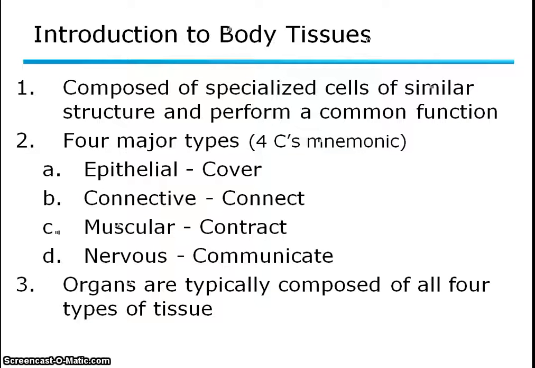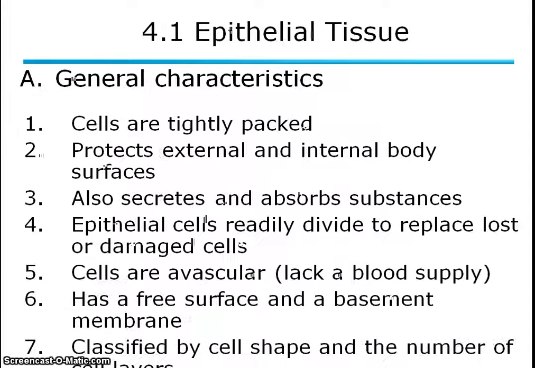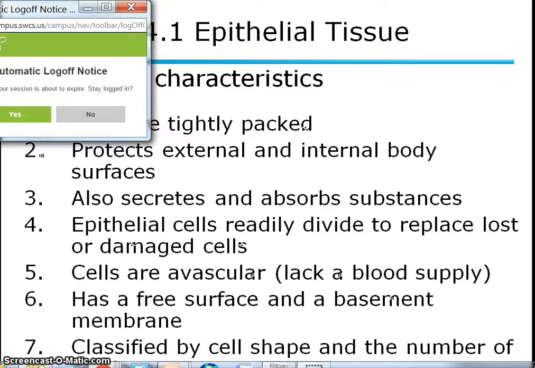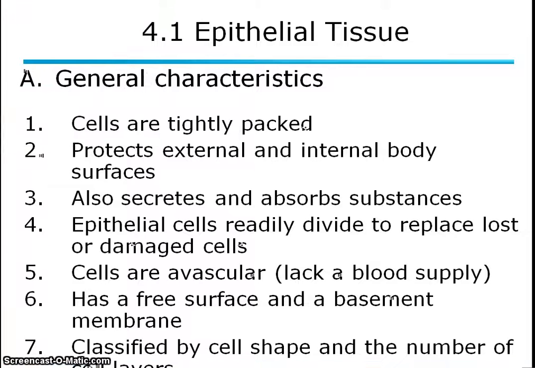The organs in our body are typically composed of all four types, and we'll get there a little bit later in the year. All right, to start, we're going to focus on the general characteristics of our epithelial tissues. These cells are tightly packed. They protect the external and internal body surfaces. They also secrete and absorb substances, and they will readily divide to replace lost or damaged cells.